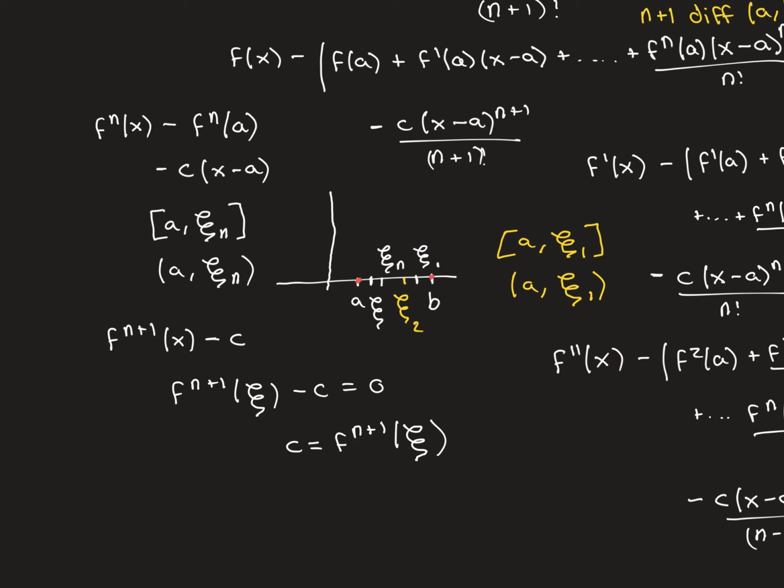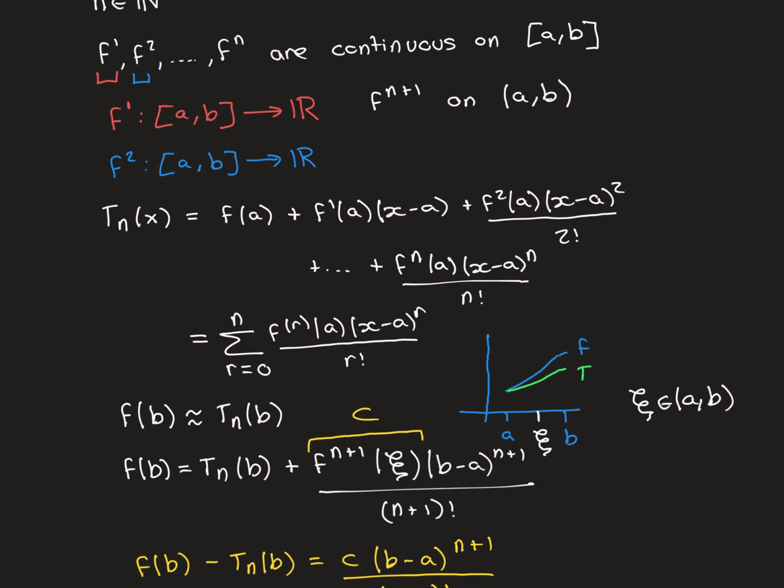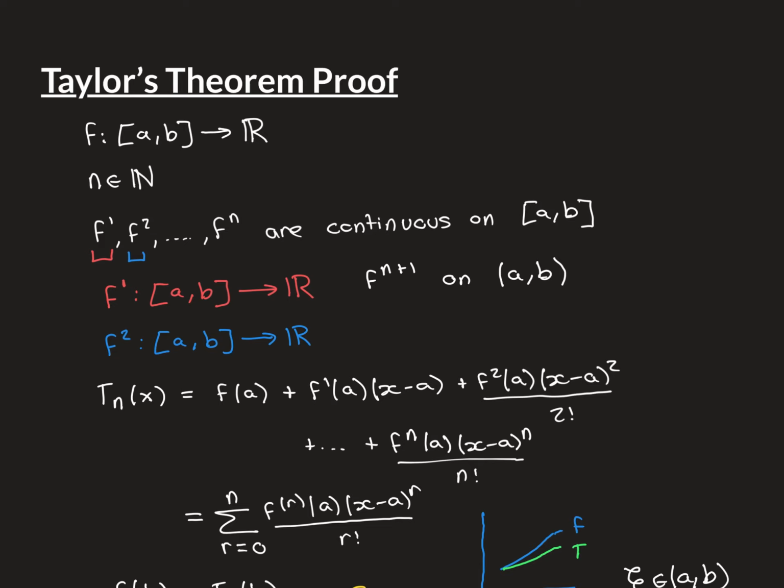And that has then proven that for this xi, this magical xi that I found through this repeated application of Rolle's theorem, the n plus 1th derivative of the function f evaluated at that xi is going to equal that magic number c that makes the Taylor remainder term work. So I think to finish, we will summarize what we've done, or try to summarize what we've done. So we'll go back to the top.